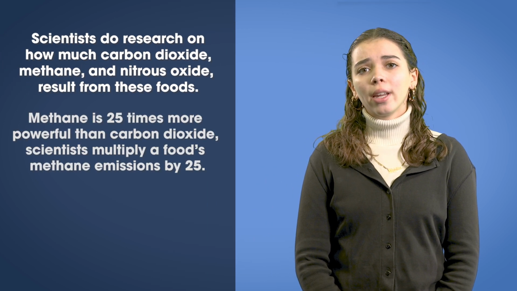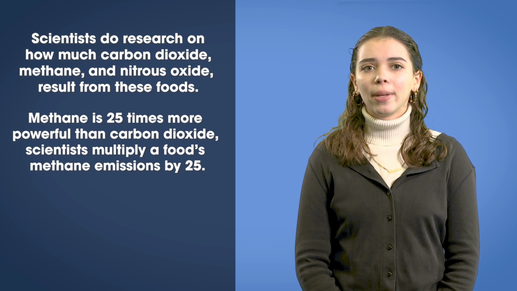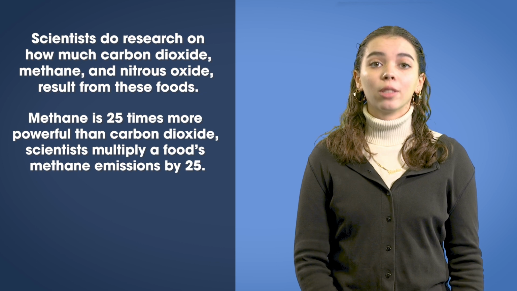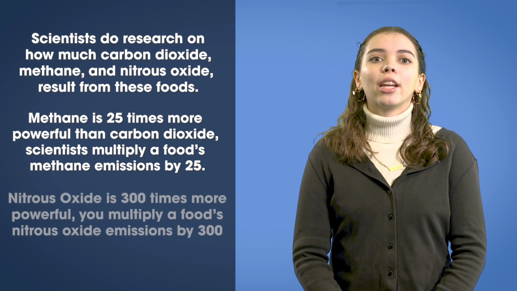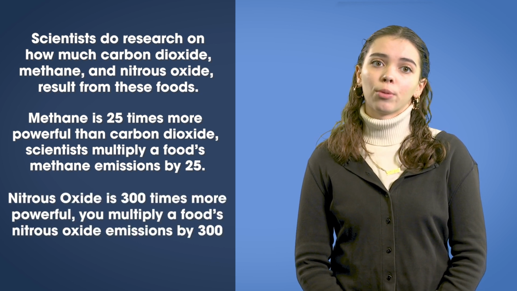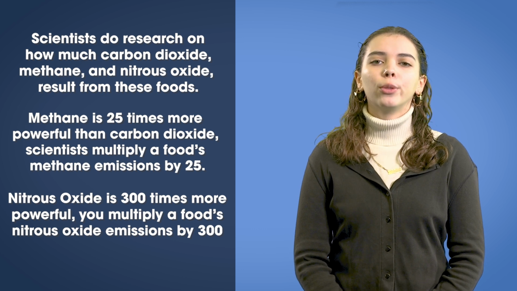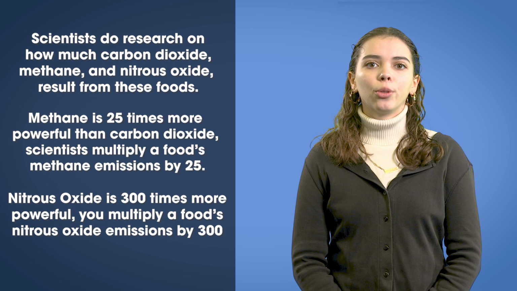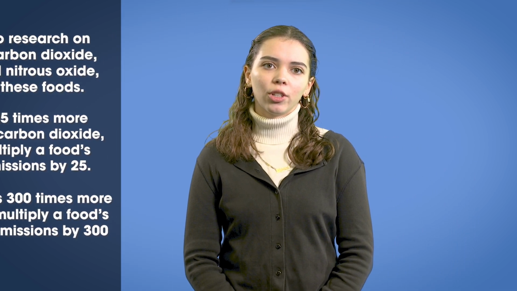Since methane is 25 times more powerful at trapping heat than carbon dioxide, scientists multiply a food's methane emissions by 25. Since nitrous oxide is 300 times more powerful, you multiply a food's nitrous oxide emissions by 300. All that gets added to a food's actual carbon dioxide emissions. When all this data is collected and all the math is done, what you have is the greenhouse gas emissions from each food measured in units of carbon dioxide.